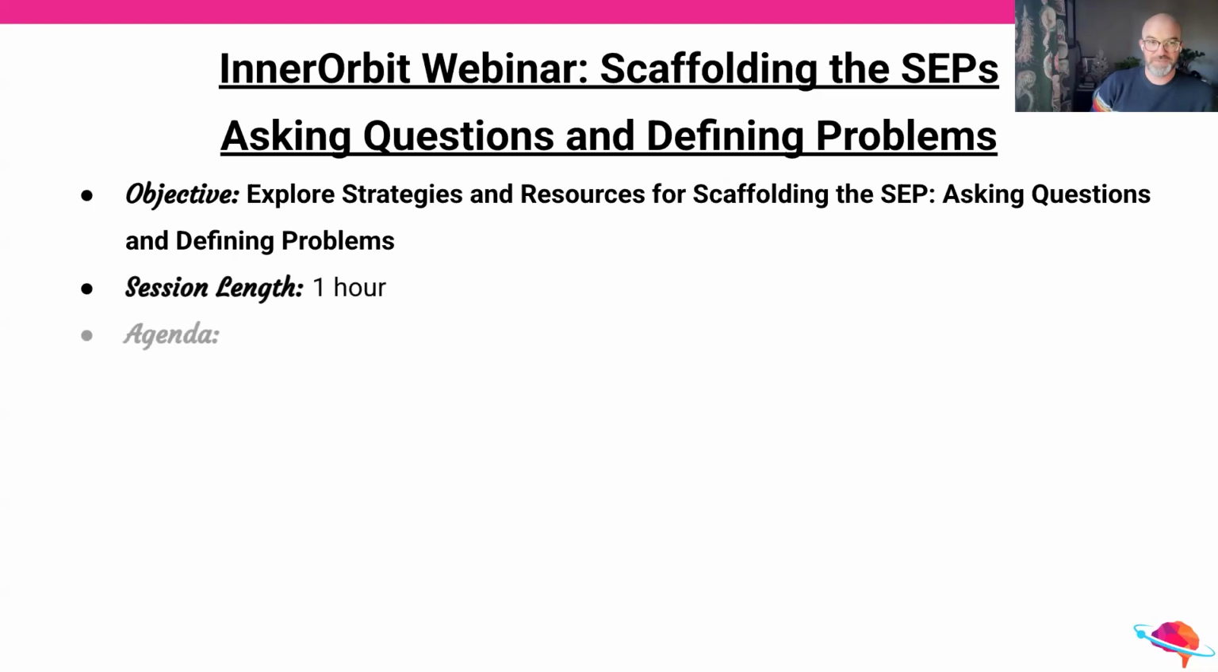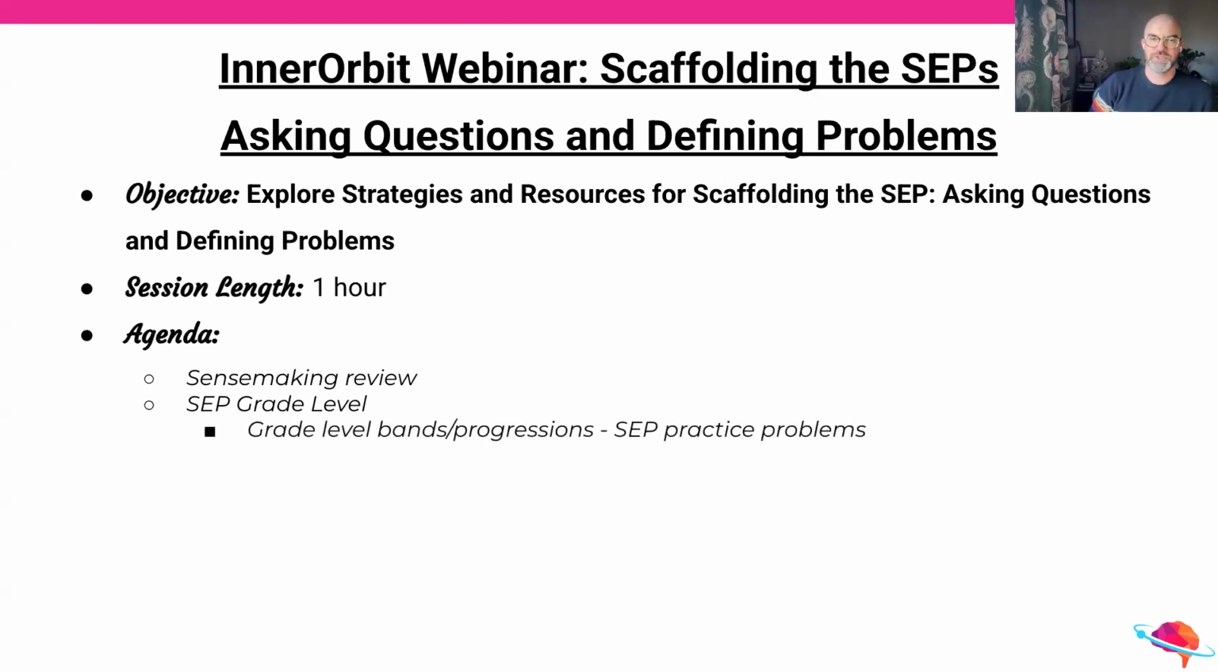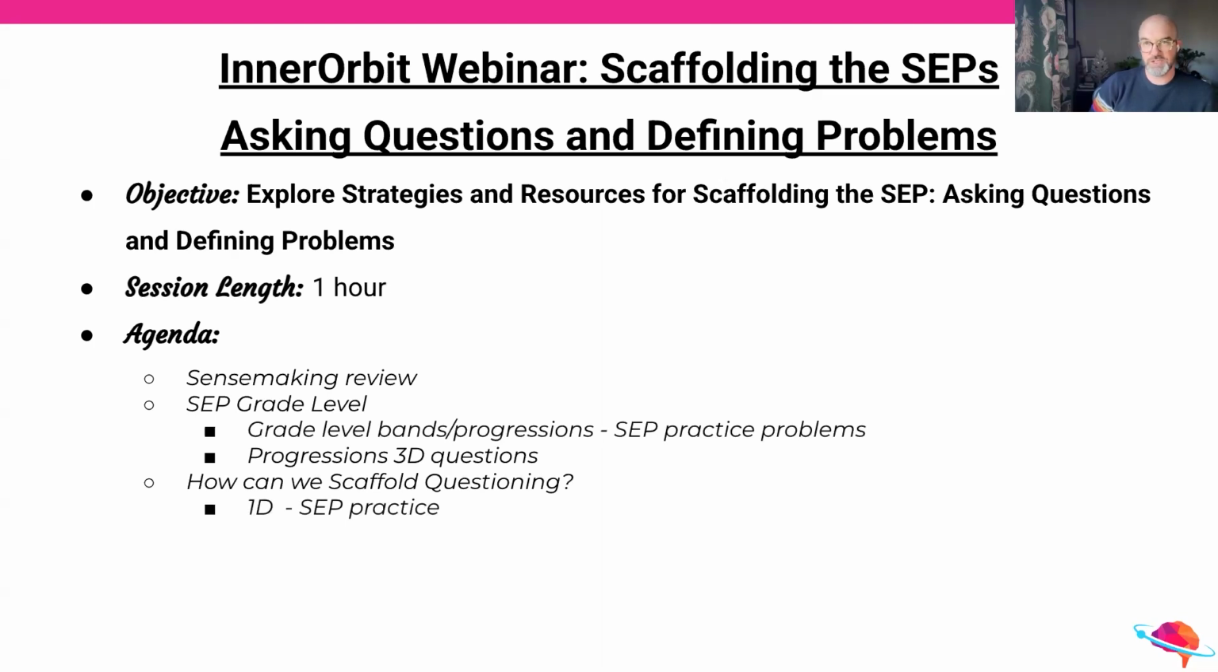We're going to be here for about an hour. And in that time, we're going to talk about sense making a little bit, what sense making is. And then we're going to talk about SEP grade level bands. So it's important when we talk about scaffolding to also figure out, are we hitting the right level of rigor? So grade level bands and progressions, we'll talk about the SEP practice problems a little bit. We'll also look at 3D questions. And then we're going to dig into some different questioning strategies on InnerOrbit. We want to give you some resources, some tools, some ways to think about this. So we'll talk about SEP practice problems, we'll talk about 2-dimensional questions, and then 3-dimensional questions.